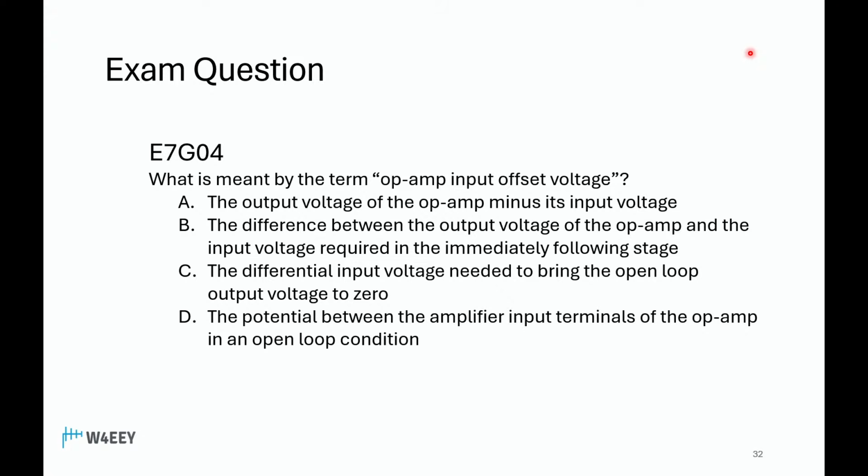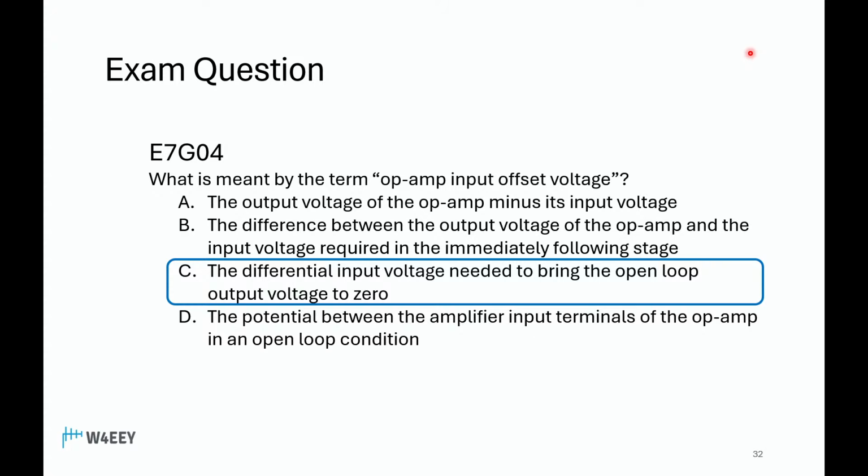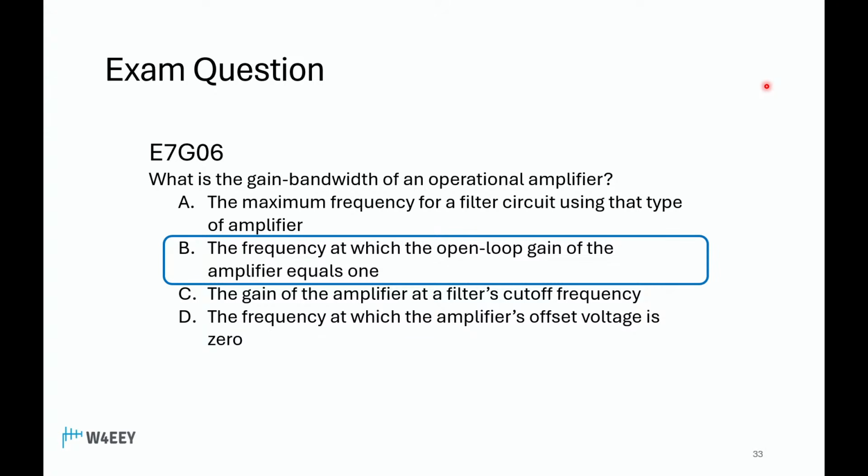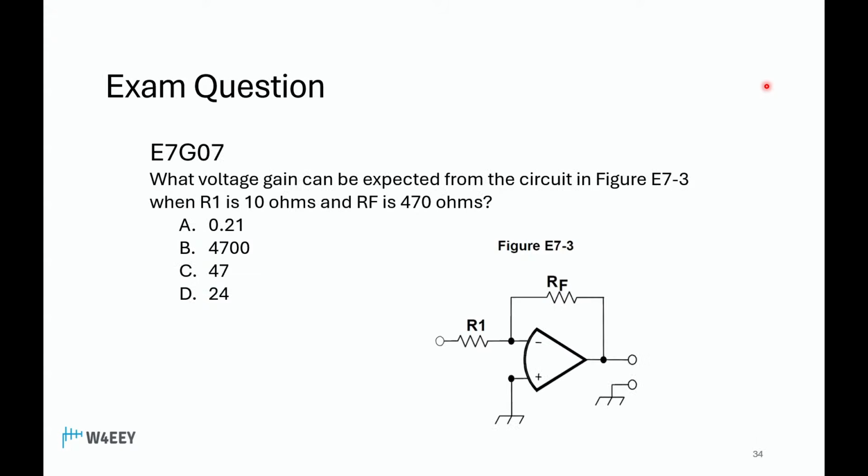Charlie. It is Charlie. The differential input voltage needed to bring the open loop output voltage to 0. And what is the gain bandwidth of an operational amplifier? Bravo. It is Bravo, the frequency at which the open loop gain of the amplifier equals 1. We're doing really, really well.